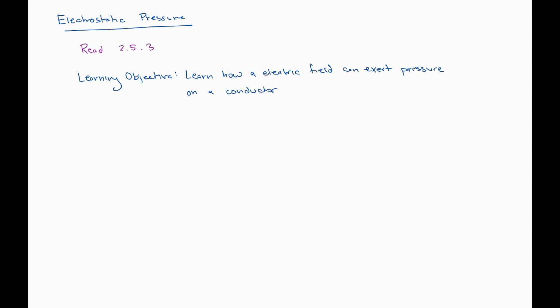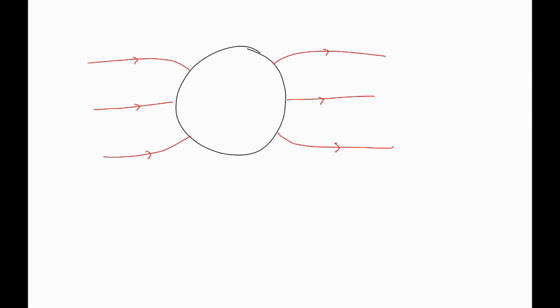All right, in this lecture, I want to talk about something called electrostatic pressure. Basically, electrostatic pressure is a way to understand, or rather to calculate, how an electric field can exert pressure, or a force per unit area, on a conductor.